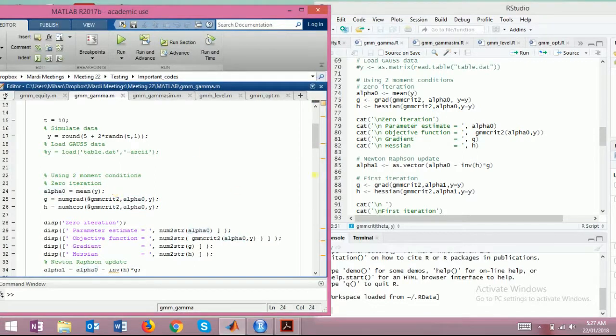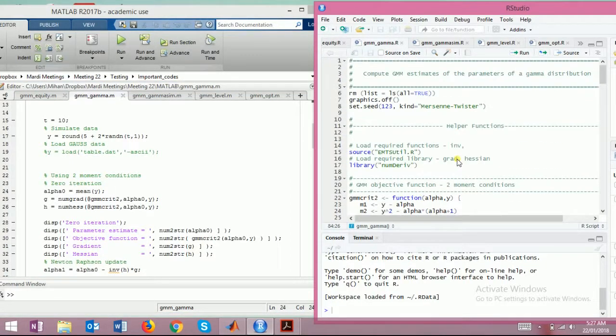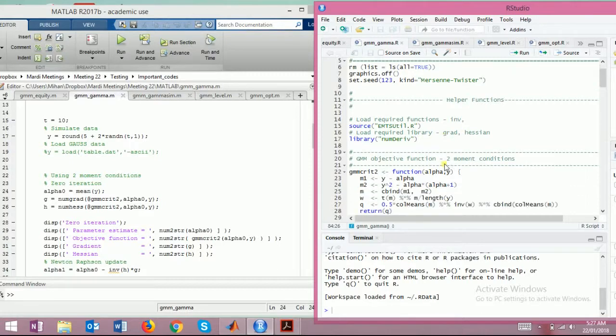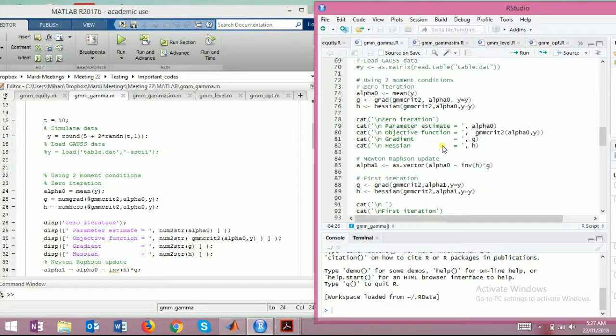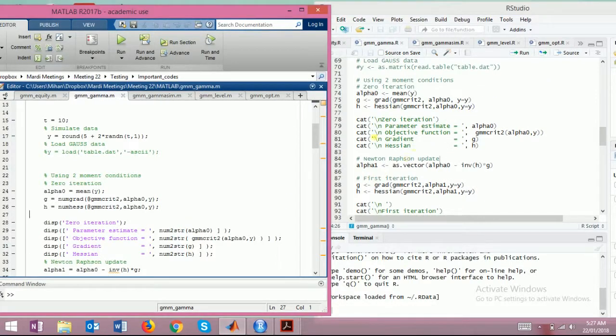For alpha naught we are finding our numeric gradient. How are we doing it? Simply, in MATLAB the function is numgrad, in R the function is only grad. So grad of alpha naught, with y equals y. Then Hessian, numeric Hessian, and in R it is hessian. All this gradient and Hessian will not run if we don't install the numeric derivative package. So y equals y, and we have gradient and Hessian.